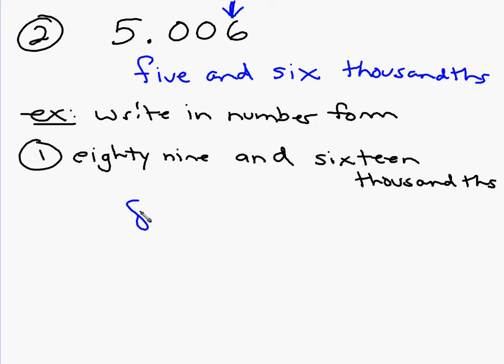89. Now, which word do you think tells me where the decimal is? And. Okay, this is your decimal. The and is my decimal. 89 and 16 thousandths. The thousandths is how many digits to the right of the decimal? 3. So don't I need a 0 and a 16? All right? So you're going to have some like that where they give it to you in words, and then you have to write the number.